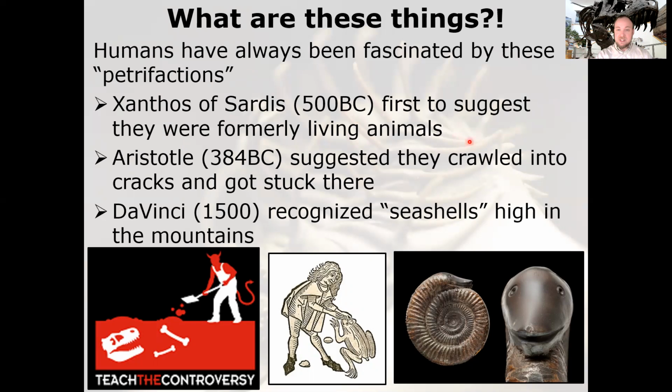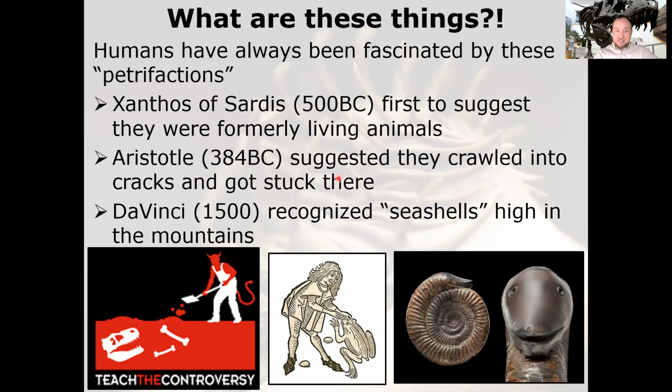So the first record that we have of someone suggesting that these were formerly living organisms was Xanthos of Sardis in about 500 BC. So very early on, at least some people were saying, hey, these things kind of look like the remains of organisms that we see today, or at least vaguely like today. Maybe they were living, maybe they weren't always rock.